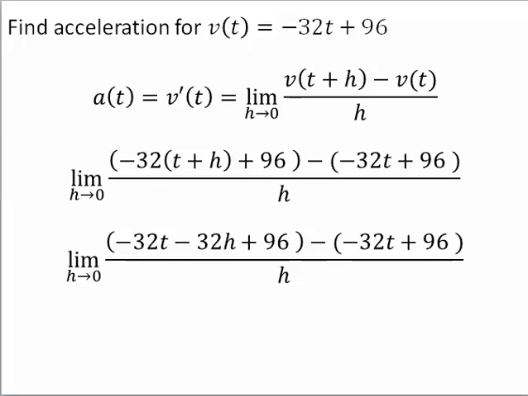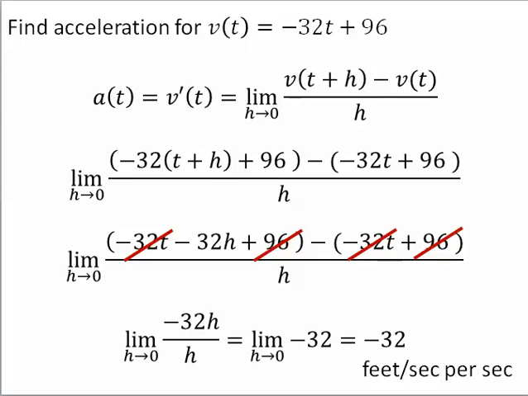So we distribute the negative 32 and then cancel out the things that are the same but different signs, and then we get something rather attractive looking, and here we can simplify even further, and then we take the limit and we find the acceleration to be exactly what we were hoping it would be, and that would be negative 32 feet per second per second.